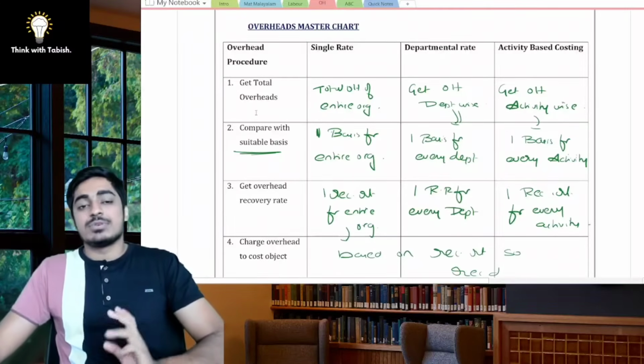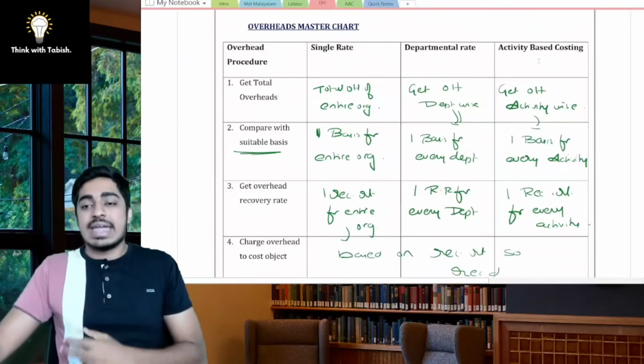This is the general procedure for single rate, departmental rate, and activity based costing.